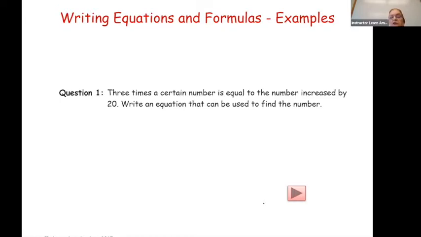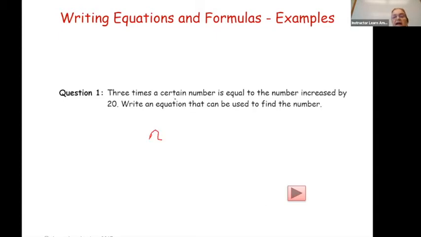Supposing we have the issue: 3 times a certain number equals the number increased by 20. What equation could be used to find this number? Well, we have to have something that we're going to use to stand for the number. An obvious choice is n. All right, let's suppose we let n represent the number.